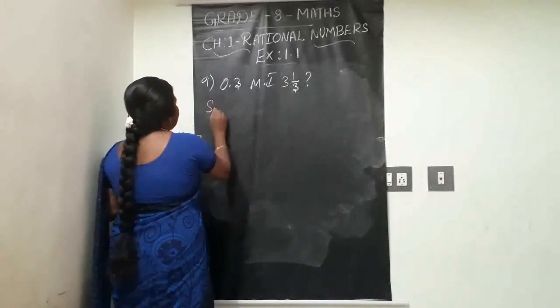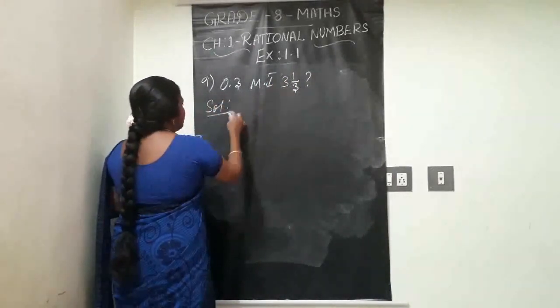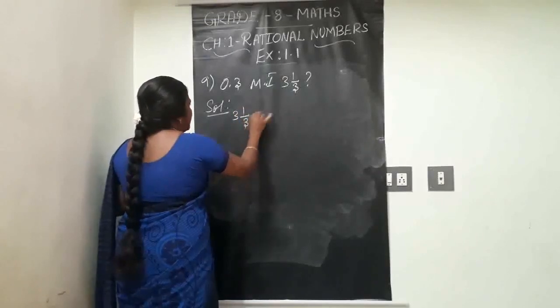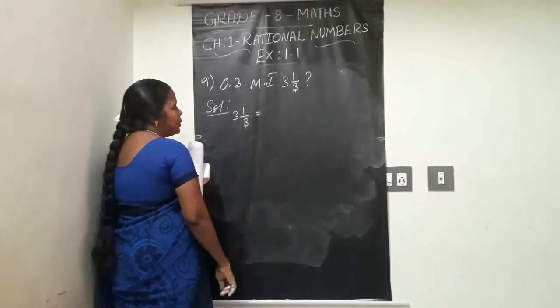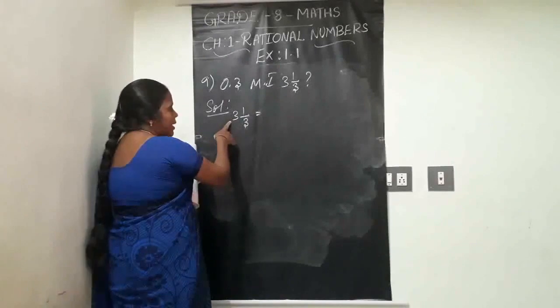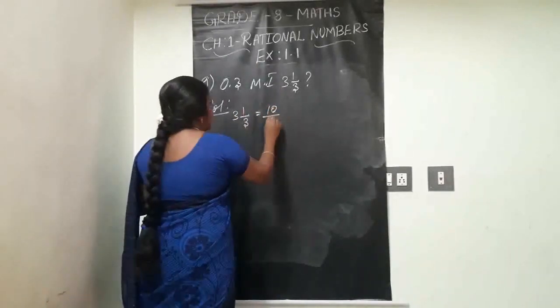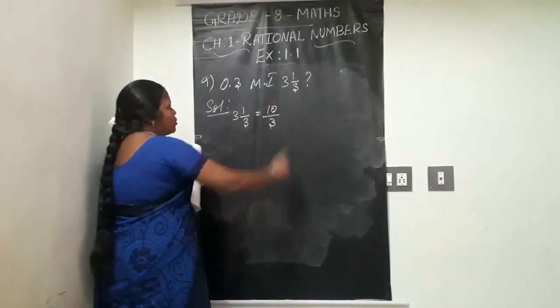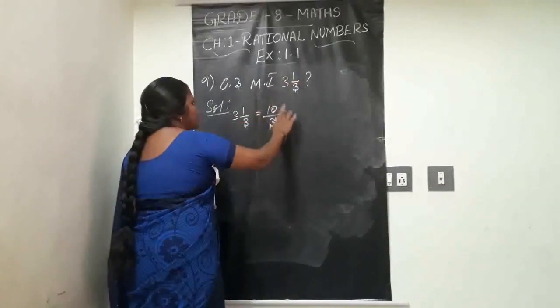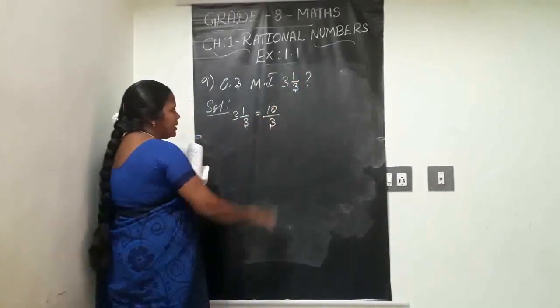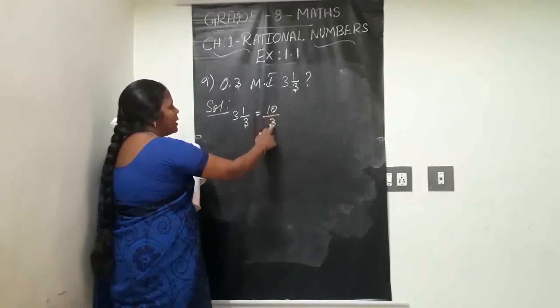So what to do? Take this number first, 3, 1 by 3. Actually it is in mixed form. Change into improper: 3 3s are 9, 9 plus 1, 10. 10 by 3. So the given mixed number I changed to improper form like this. At that time, what answer is coming? 10 by 3.